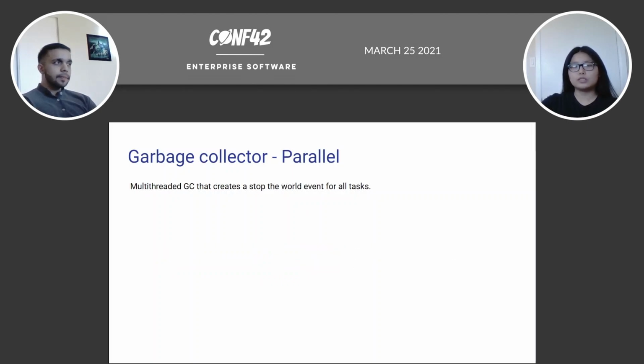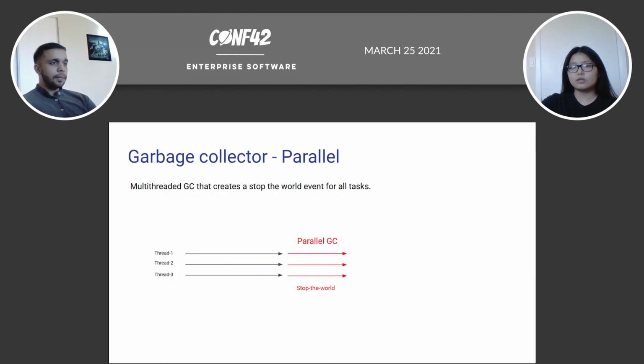Then we have the parallel GC, and this is similar to the serial GC, but it is different in the sense that instead of being single thread, it's going to be a multi-thread GC. Looking at this example, we have 3 Java application threads that are running. Once the heap runs out of memory, the parallel GC is going to start, and this will trigger stop the world pause. And once all the GC threads are finished, then the Java application threads will resume their execution.